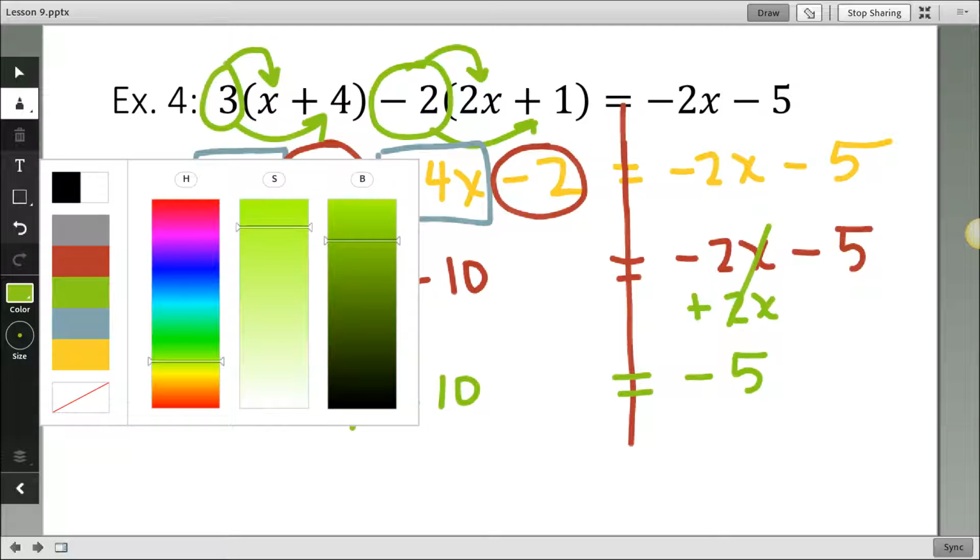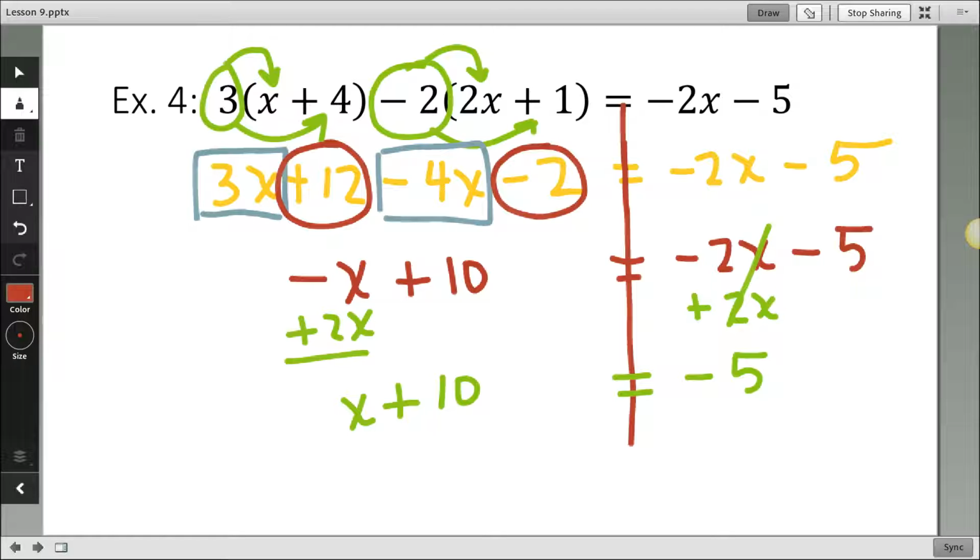And look, at this point, so step 1, distribute. Step 2, combine like terms on the same side. Step 3, collect the variables on one side. After that, everything should be a 1 or 2-step equation. So this one turns out to be a 1-step equation. I'm going to subtract 10 from each side. And x is going to equal negative 15.